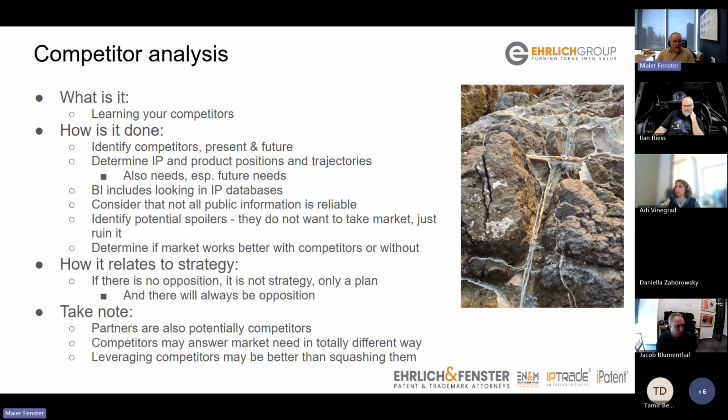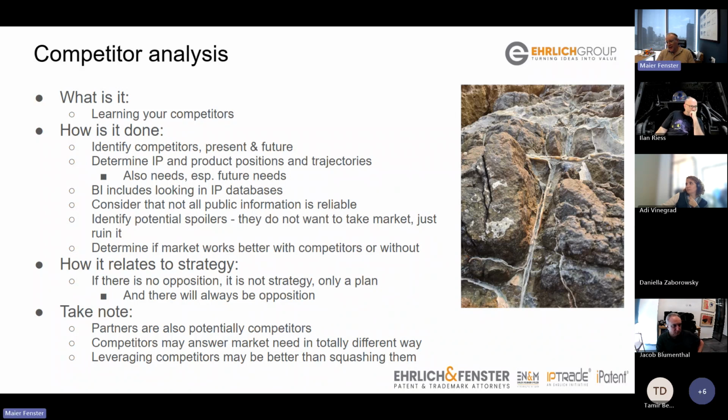In any case, how do you do it? Well, lots of ways, but first you need to identify your competitors, whether in the present or in the future. You have to figure out what the IP is, what the product positions are, what the trajectories are, what the future needs are, or present needs. You can do this BI activity by looking in IP databases, but of course, remember that not everything in public is reliable. There's a particular type of competitor, which I call a spoiler. The spoiler doesn't want to take the market from you. They just want to ruin it.